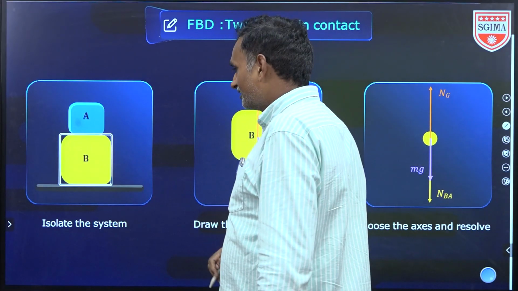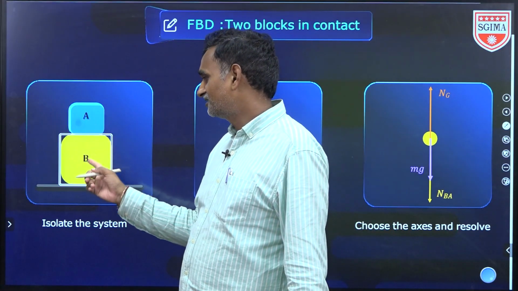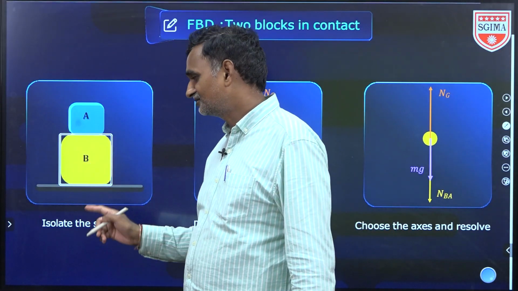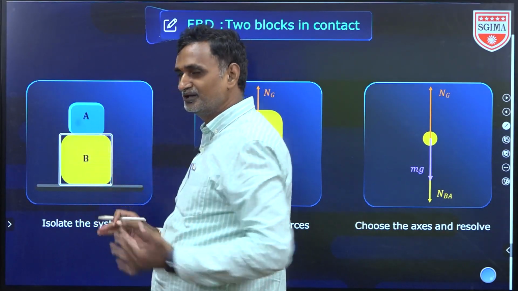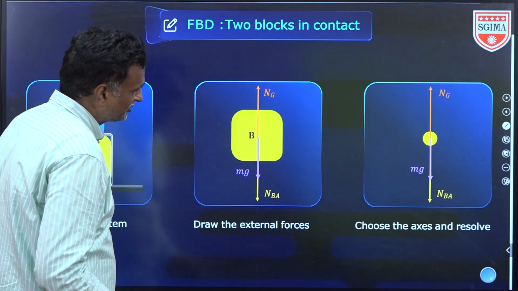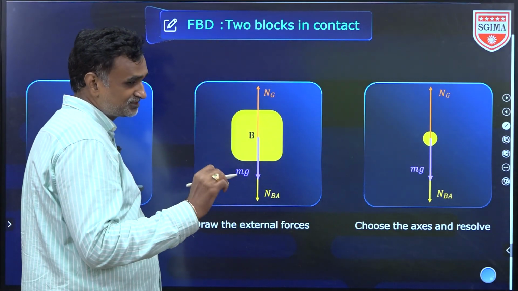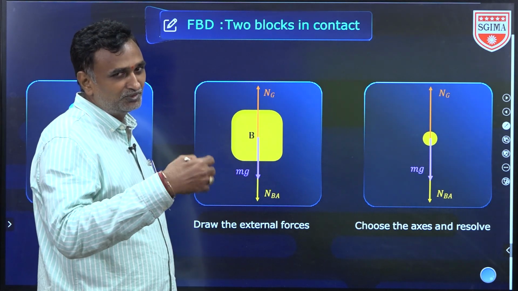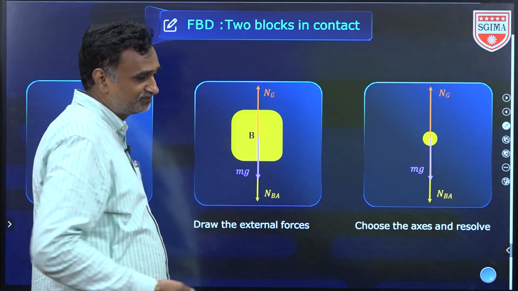two blocks in contact, where we can draw the FBD. So here block A is placed on B, and B is placed on the table. What are the forces acting on block B? Let us observe first. This is an isolated system we can consider, so draw the external forces. What are the steps to follow for the free body diagram, we have learned in the previous slide.